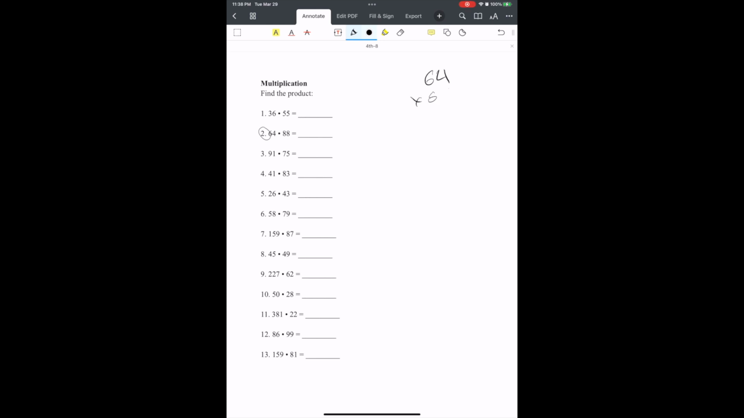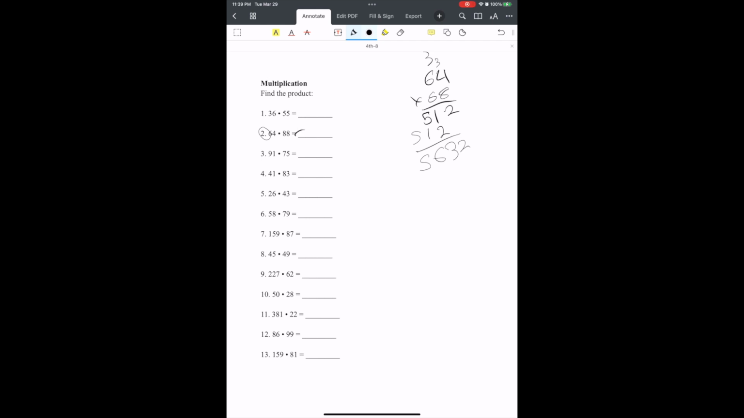8 times 4 is 32. 8 times 6 is 48. Plus 3, that's 51. Then 8 times 4 is 32. 8 times 6 is 48. Plus 3 is 51. So then 2 plus 0 is 2. 2 plus 1 is 3. 5 plus 1 is 6. And then 5. So your answer is 5,632.